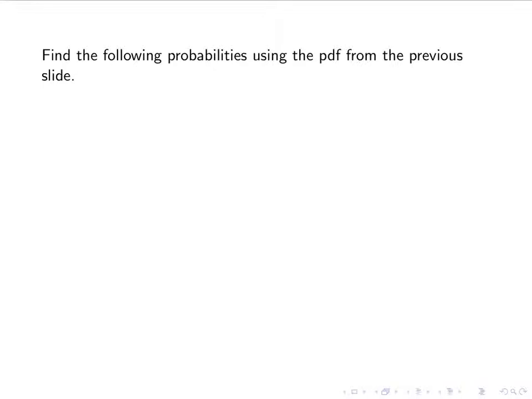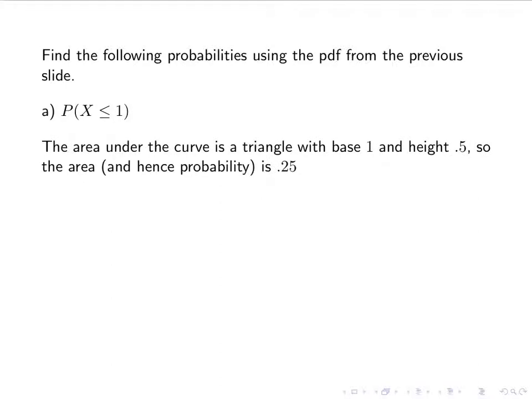So we're going to find the following probabilities using the PDF from the previous slide. If you didn't, you might want to rewind a little bit and draw out that picture so that you can see what it is that we're looking at. So the first thing we're going to look at is the probability that x is less than or equal to 1. The area under the curve from 0 to 1 is a triangle. It's half of that triangle that we had in the beginning. The base of this triangle is 1 and the height is 0.5. So the area, which is also the probability, is 1/2 times 1 times 1/2, which is a quarter, which is 0.25.